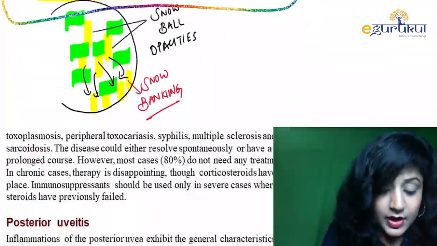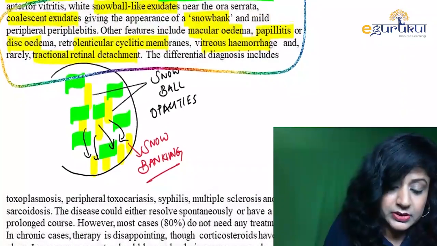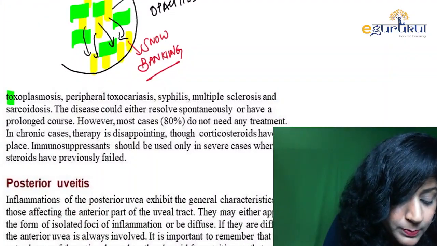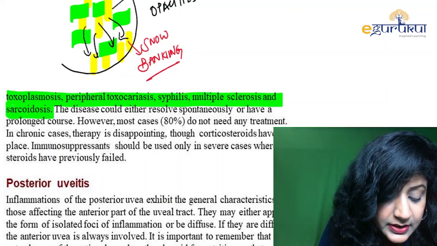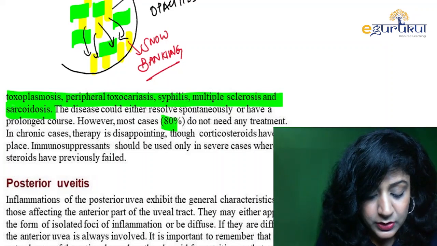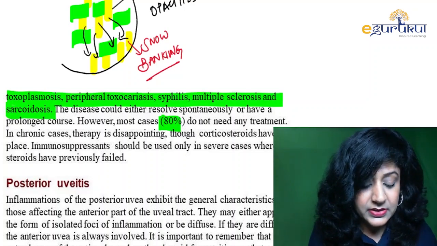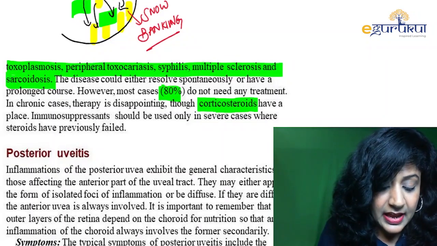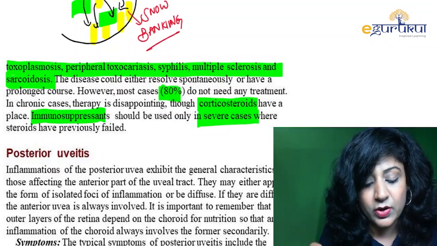What is the DD now? Again, a very, very important thing. What are the things that you will think of when you are talking about pars planitis? Look at the differential diagnosis here. They are talking about toxoplasmosis, peripheral toxocariasis, syphilis, multiple sclerosis, sarcoidosis. The disease could either resolve spontaneously or, most of the time, 80% of the time, they do not need any treatment. In the chronic cases, the therapy is disappointing, and what we can give is corticosteroids. They can be given. Immunosuppressants should be used only in severe cases where the steroids fail.